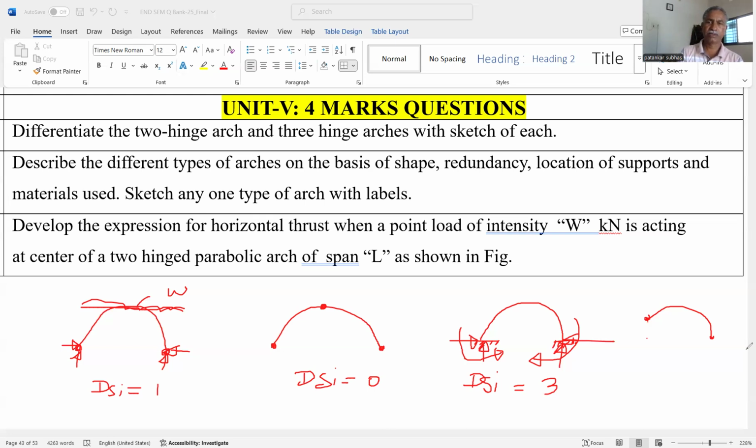Then on the basis of material, we can use any material like bricks, stone, timber, steel, RCC, concrete, or even prestressed concrete. Okay, so these are the different classifications of our arch.